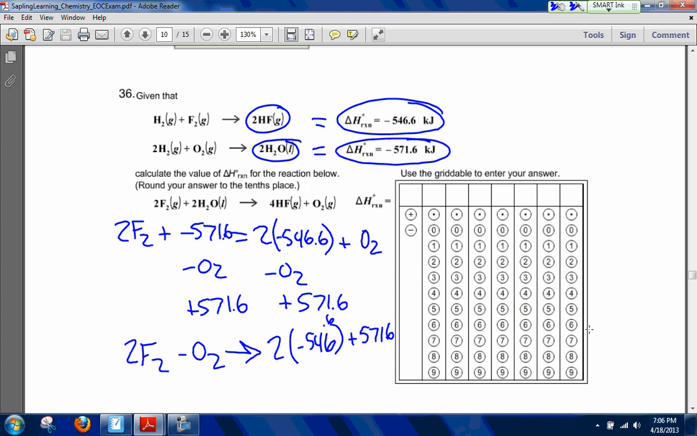Times negative 546.6 plus 571.6, and I get negative 521.6. So I need to fill in negative 521.6. My answer is rounded to the tenth place. If I don't round it to where they say, I end up getting the answer wrong. So that's 5, 2, 1, that's a 6. I know that's going to be a little bit confusing. We'll work on it more next week.